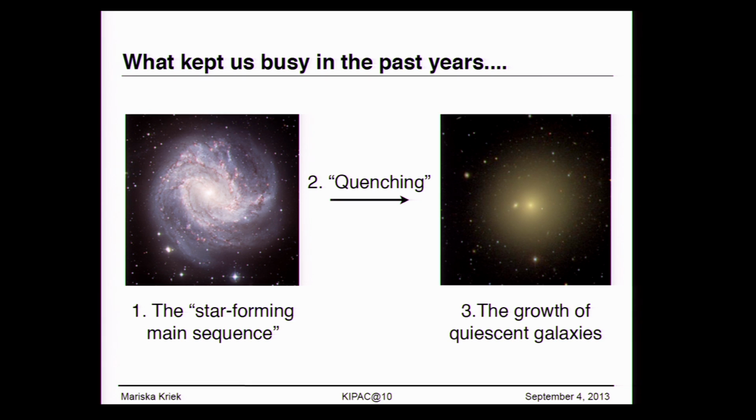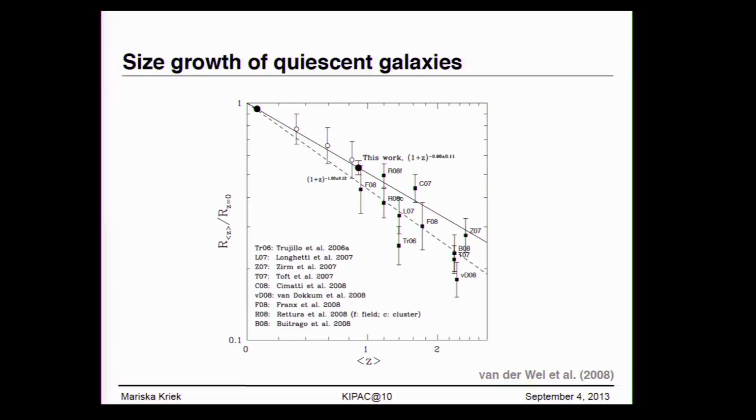Okay, so the last topic I want to talk about is the growth of the quiescent galaxies. This kept people busy from around 2007, 2008. Here you see a compilation of a lot of different works about the size evolution of elliptical galaxies. What you're seeing here is the size normalized to a redshift of 0 versus the redshift. And what we're finding is that at fixed stellar mass, quiescent galaxies were about a factor 4 to 5 smaller at a redshift of 2 than they are today.